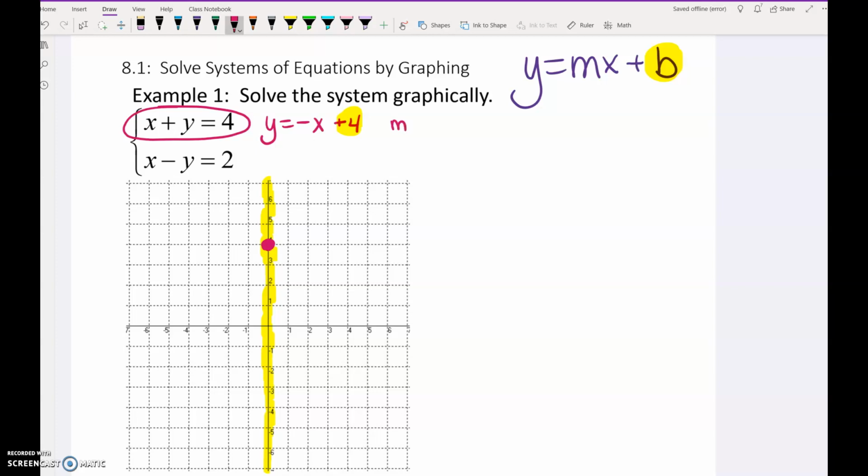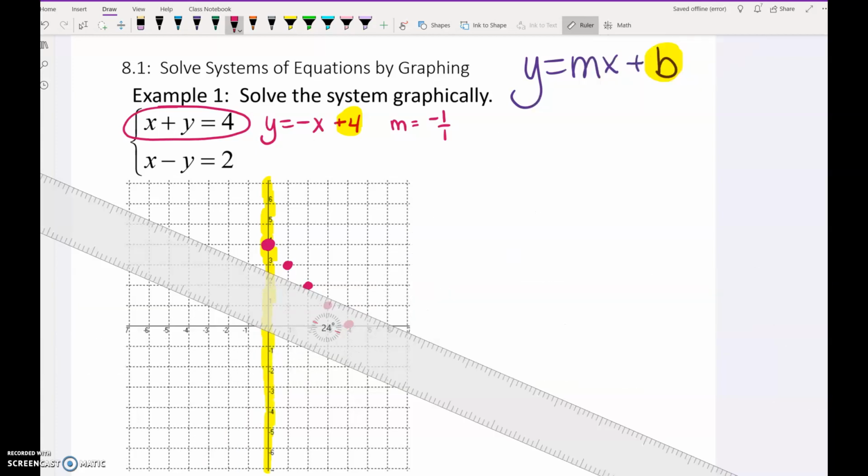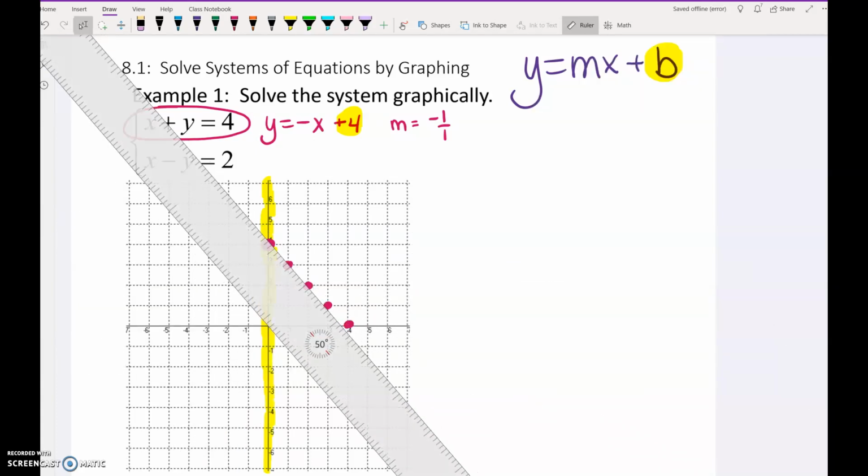Our slope is negative 1. You only use the negative once. So by moving down, you have used the negative, then you move right. If you just get in the habit of always, move up or down, and then right. And then draw in a nice straight line.